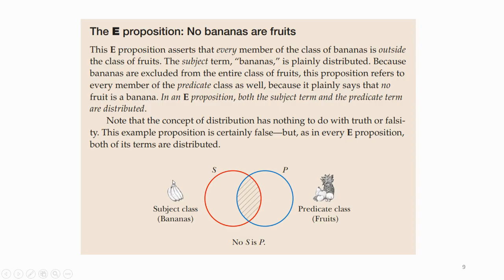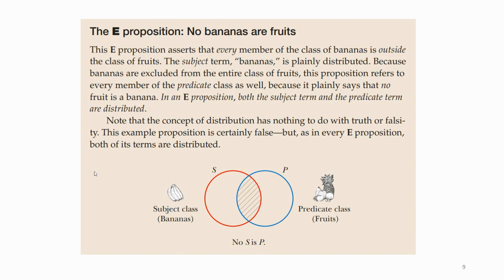In a similar way, no bananas are fruits. The same way, right? There is no common portion. The subject class is banana and the predicate class is fruit. So banana is completely excluded from the predicate class of fruit. So that is the thing.